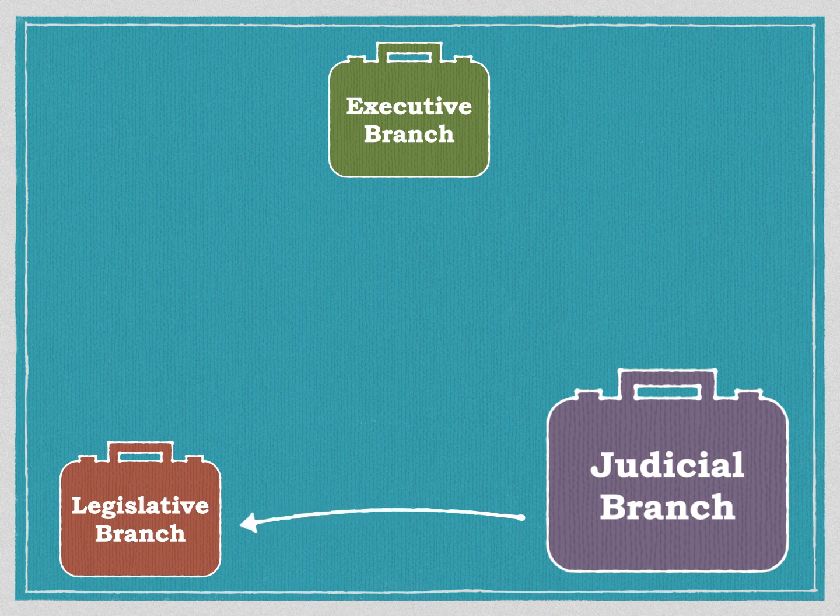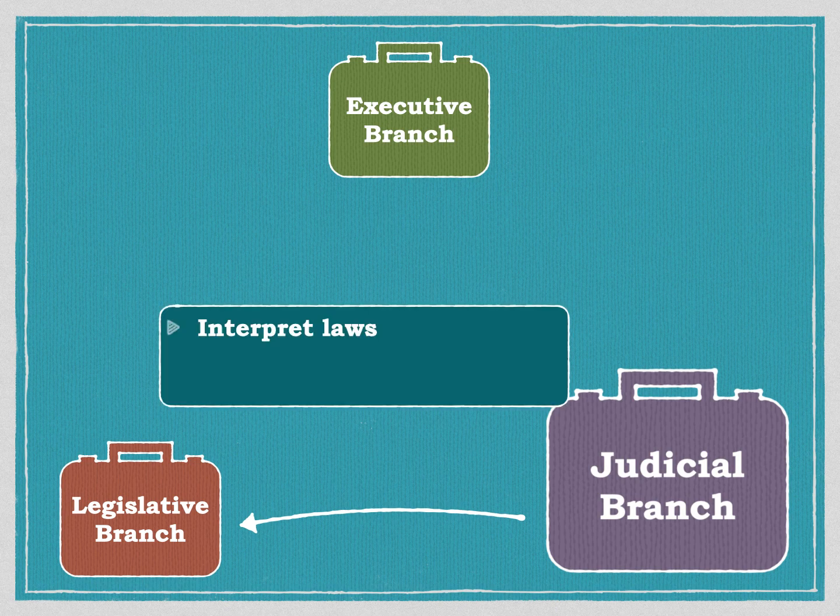Now, how the judicial branch interacts with the legislative branch. The judicial branch interprets laws. So legislative branch writes them, judicial branch then interprets them. They also can rule that laws are unconstitutional, so they can strike down something that was written into law by the legislative branch.